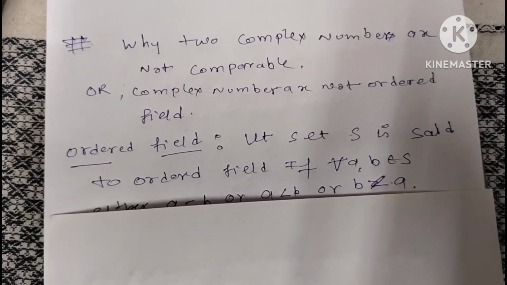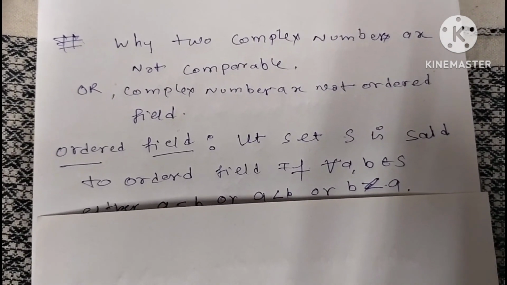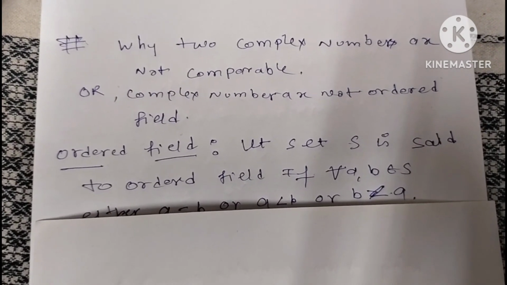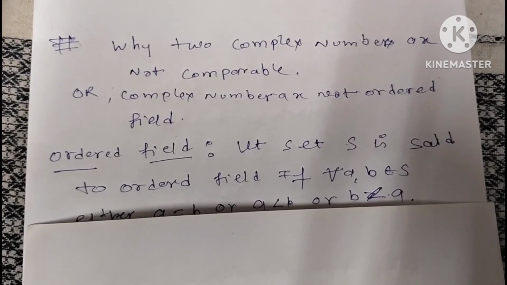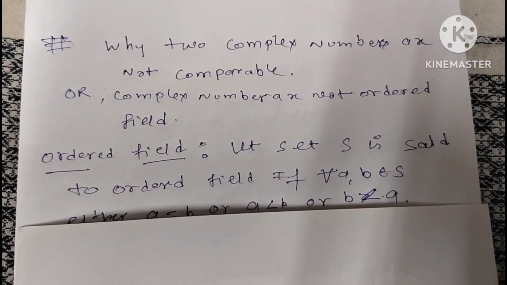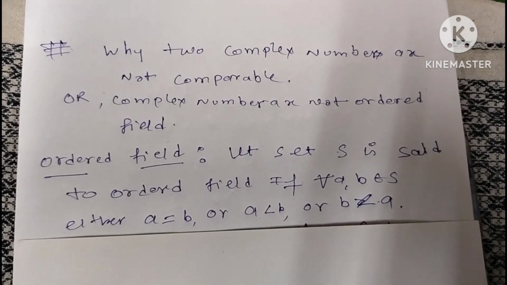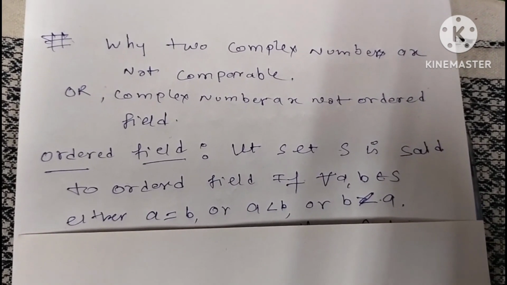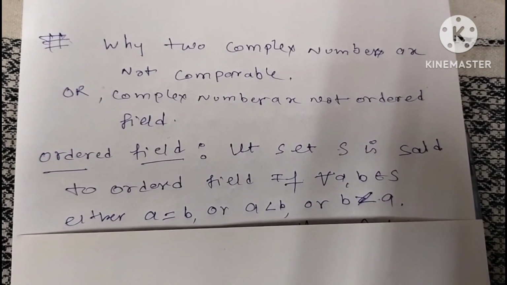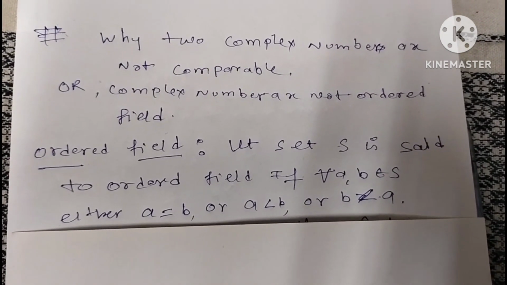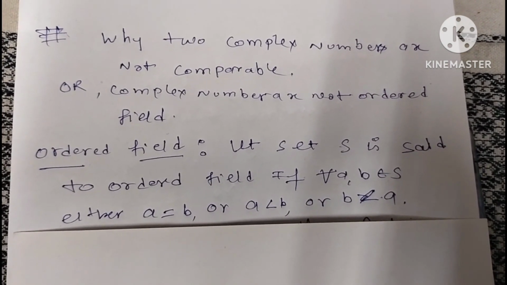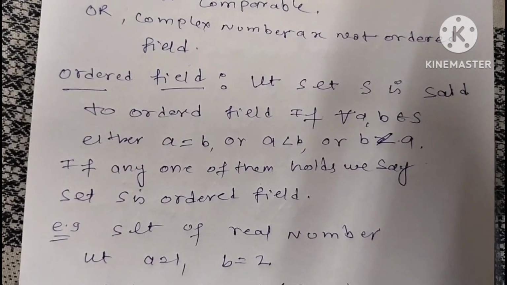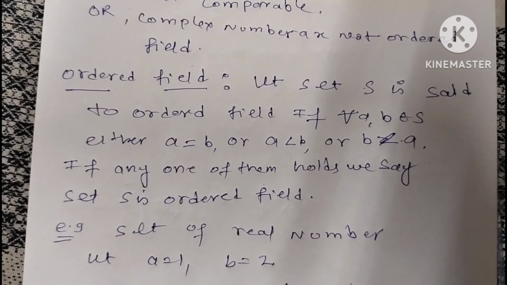Let S be any set. It is said to be an ordered field if for all A, B belonging to that set, मीन्स अगर मैंने दो एलिमेंट लिया उस सेट को, उन दो एलिमेंट को आई कैन से आइदर A is equal to B or A is less than B or B is less than A. If any of them is false, we say the set is not an ordered field. Example, set of real numbers. So set of real numbers means 1 2 3 4 and so on.